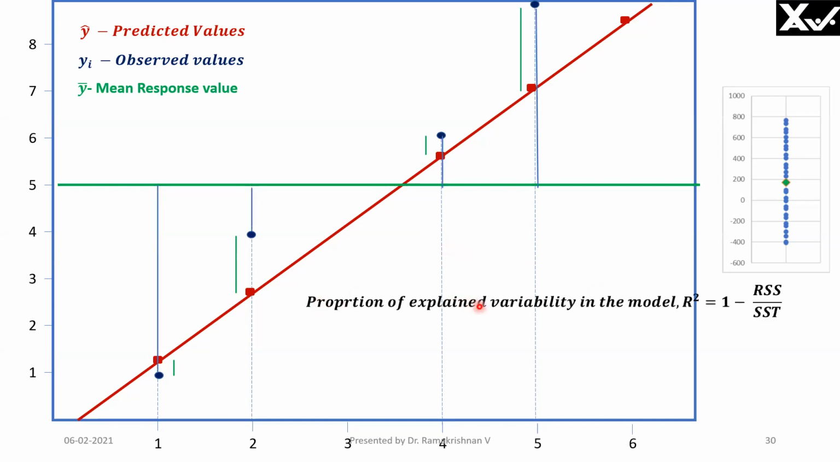The proportion of explained variability in the model is obtained from the proportion of unexplained variability. What is the proportion of unexplained variability? RSS by SST. If we subtract that from 1, we get the proportion of explained variability in the model. And in adjusted R squared, we add a penalty for the number of variables. In the denominator, we have a term called n minus k minus 1. N is the number of observations, k is the number of variables. Therefore, this will try to pull down the proportion of explained variability.